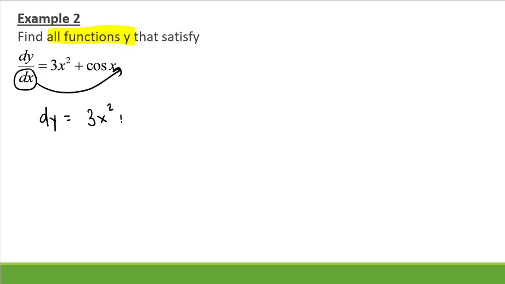Basically, what separation of variables is, I get everything that has a y on one side, everything that has an x on the other, and then we integrate both sides. So the integral of dy is y. The integral of this right side is x cubed plus sine of x plus c. So that separation of variables I was talking about is just multiplying and getting everything that has an x in it next to the dx, everything that has a y in it next to the dy.